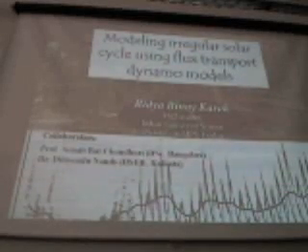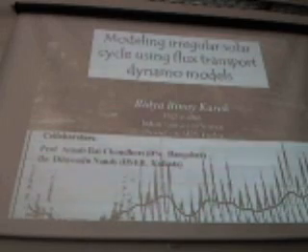So I'd like to talk on modeling irregular solar cycles using flux transfer dynamo model. The layout of my talk is like this. First I will give a brief overview of the observational evidence of the solar cycle and its irregularities, and then I will use the flux transfer dynamo model to explain this irregular solar cycle. So these are the references.